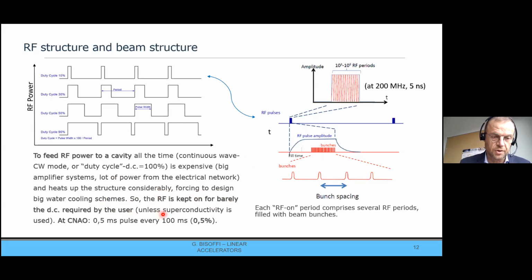So at CNAO, or a typical heavy ion therapy facility, for example, you have an RF pulse of half a millisecond every 100 milliseconds, so a duty cycle of only 0.5%. These are the RF pulses, very much distant in time. Within an RF pulse, you have all the oscillations of the RF frequency. Don't be confused between the RF pulse and the oscillation of the RF. The RF pulse may be as long as, as I said, 500 microseconds, and the oscillation of the RF 5 nanoseconds, so much shorter, and the pulse contains all the bunches that you want to accelerate.